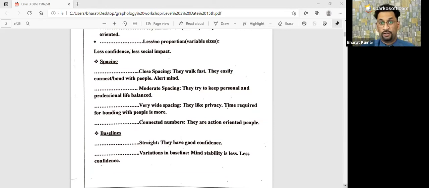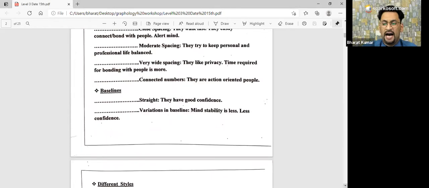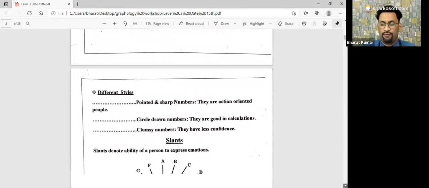Those who can write properly in a straight line have very high confidence and positive confidence. If a few lines are up and few lines are down, in a zigzag pattern, then mind stability is less and they are less confident about their work.